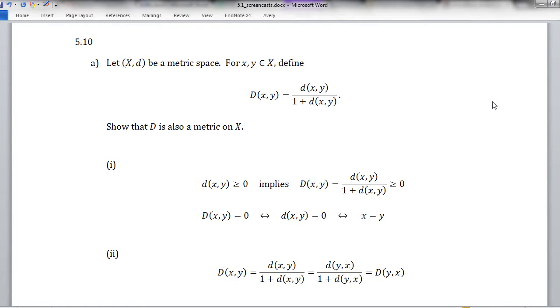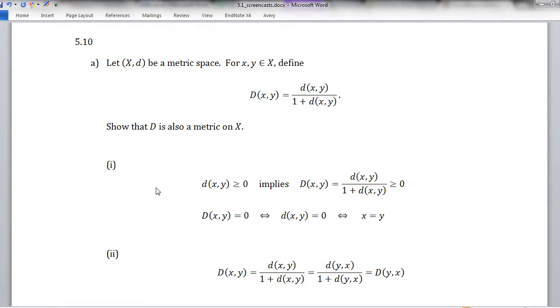Here's a cool way to take any metric and turn it into a metric for which no 2 points are distance 1 or greater apart. Exercise 5.10: let (X, d) be a metric space, and for any points x and y in the set X, define a new metric, capital D, by D(x, y) equals little d(x, y) divided by 1 plus little d(x, y). So we're taking the original metric little d and defining a new metric capital D in terms of it. We want to show that capital D is also a metric on X.